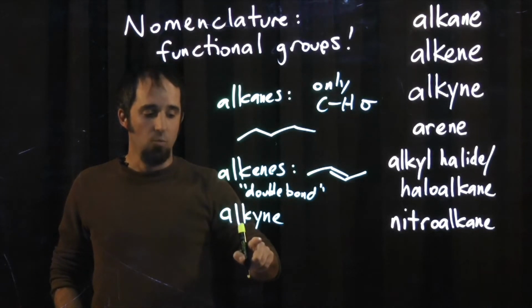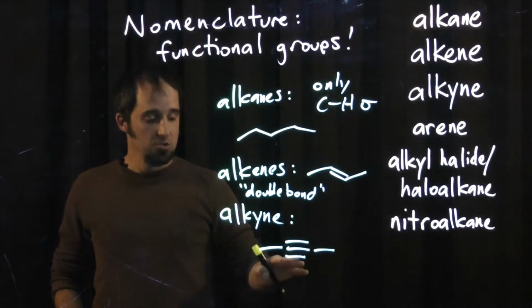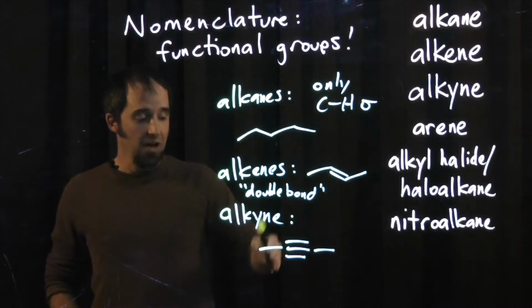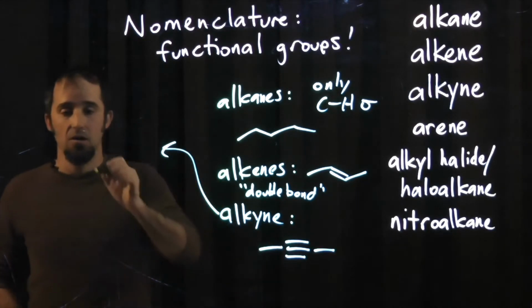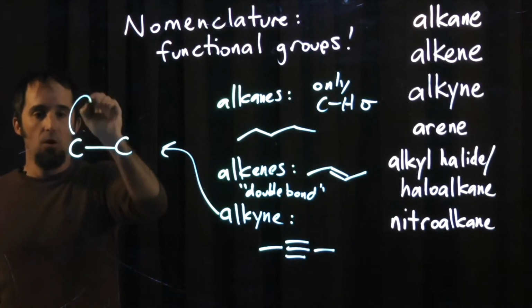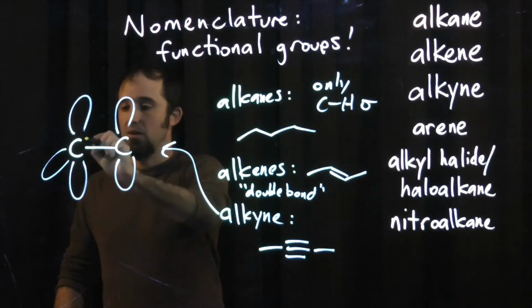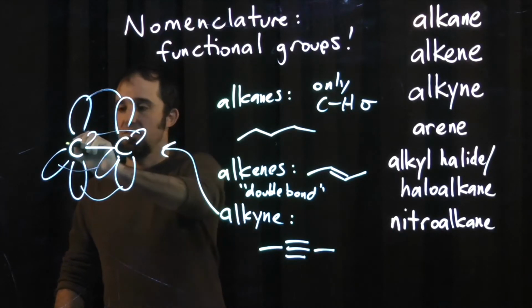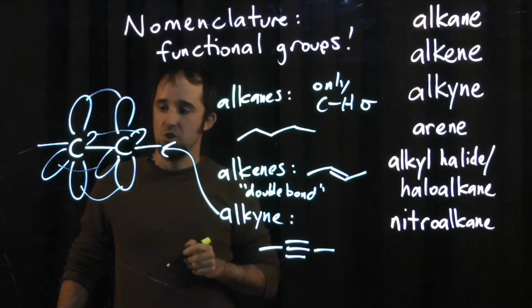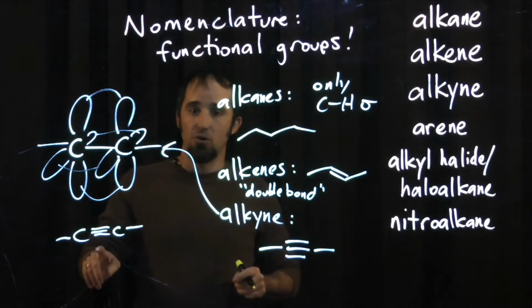Alkynes, right? The Y is Y-N-E, yne. Alkynes contain triple bonds. So these are two pi bonds orthogonal to each other, right? Again, I don't want to get too much into the details here, but you've got one pi bond that looks like this, and then the other one is orthogonal to it. And there's another bond like that. So when we draw this, it is shorthand for that.